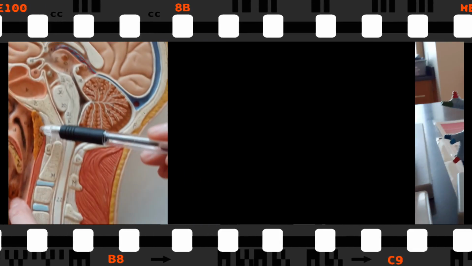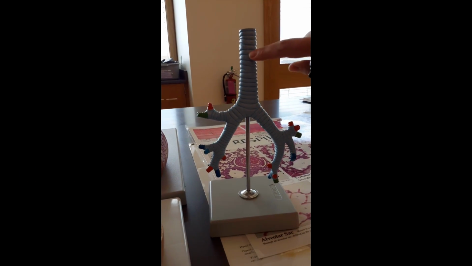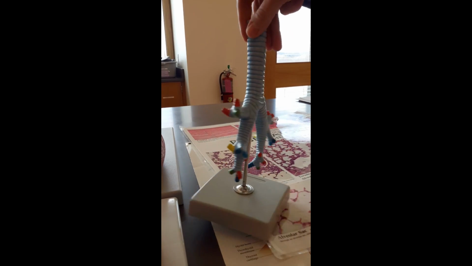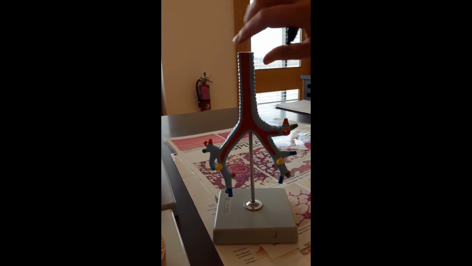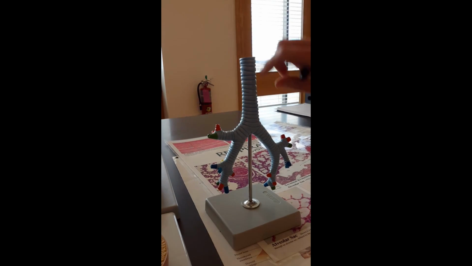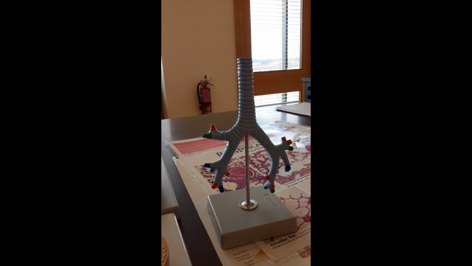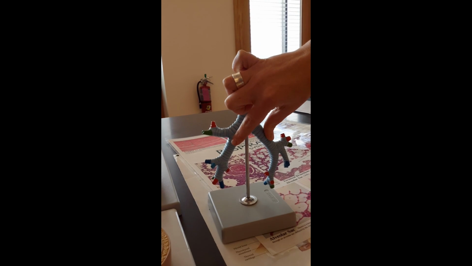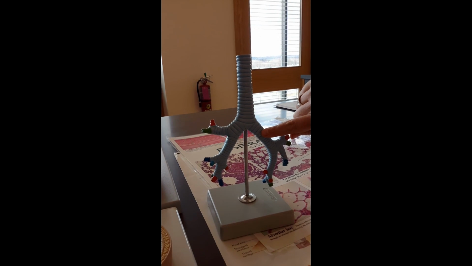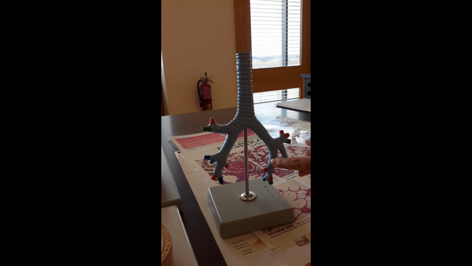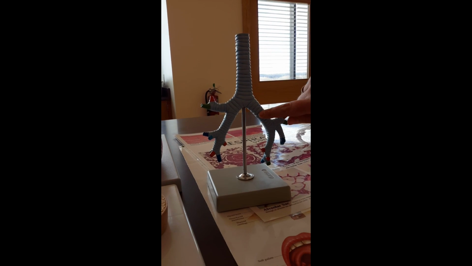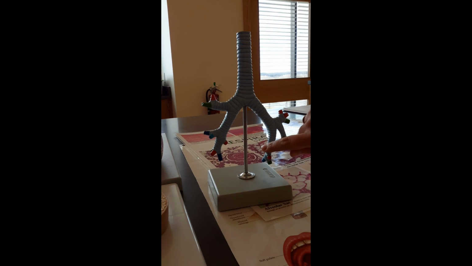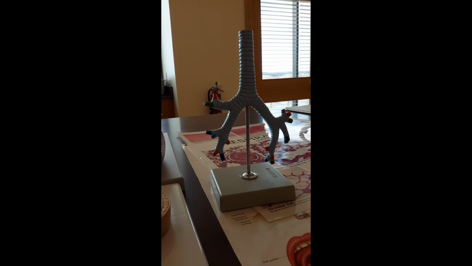The trachea has C-shaped cartilage rings. The back lining is called the trachealis muscle. So the trachea comes down, splits off into primary bronchi, primary bronchus. The next branch is secondary bronchus, and the smallest are tertiary bronchus. Primary, secondary, tertiary. The tertiary are always colored.